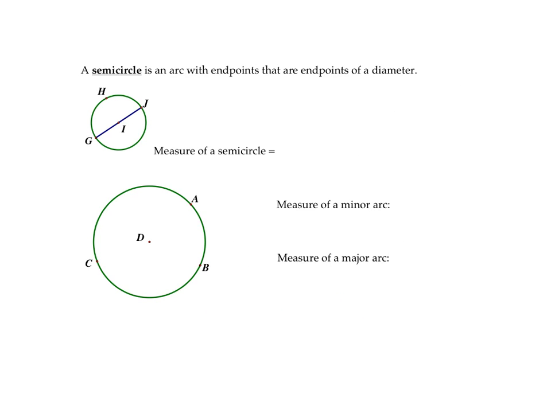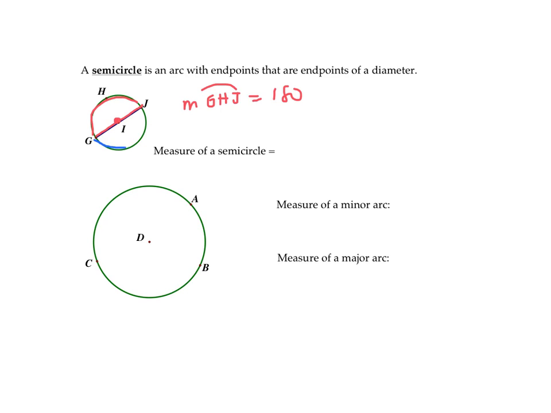A semicircle is an arc with endpoints that are endpoints of a diameter. They're on the circle, and a semicircle measures exactly 180 degrees. So I could say the measure of arc GHJ is equal to 180 degrees. You see that GJ is a diameter because it goes right through that center, so this is a semicircle.